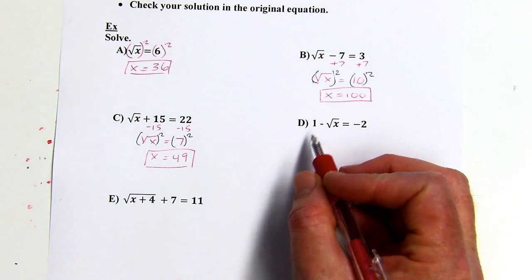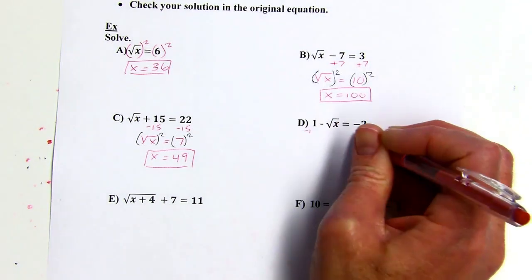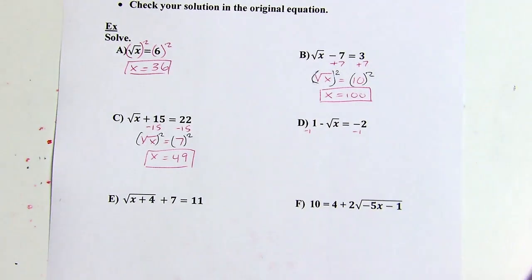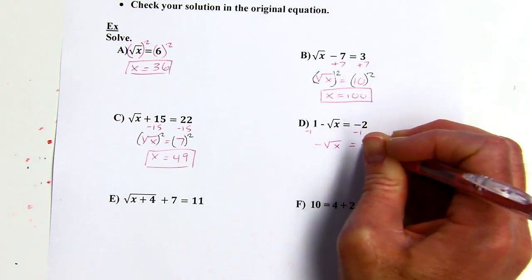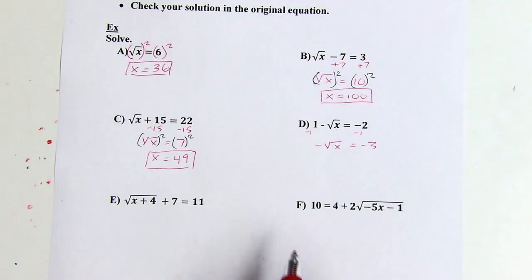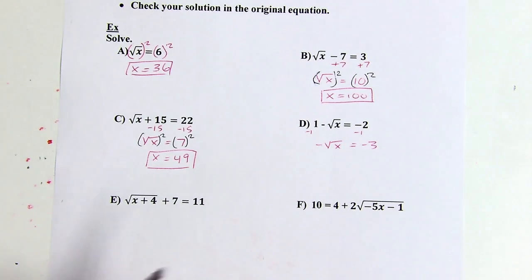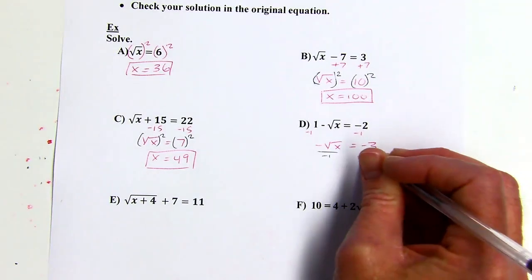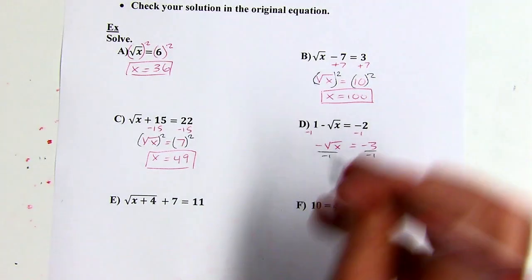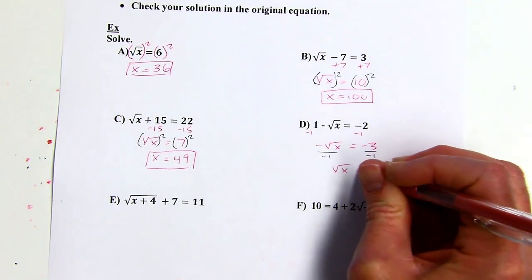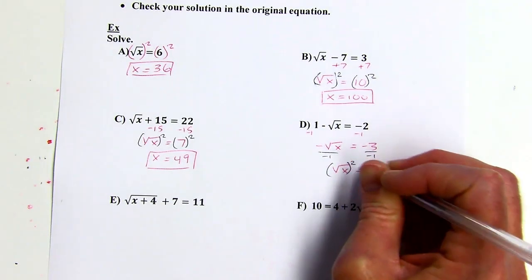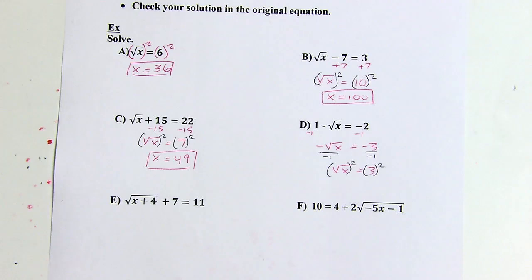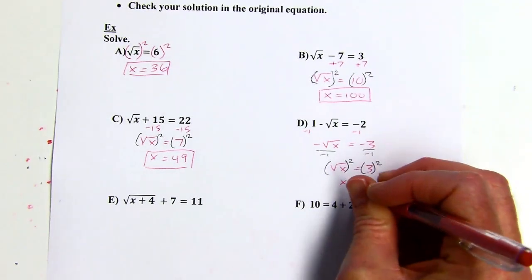So I want to get rid of this 1 first. I can do that by subtracting 1 from both sides. So now I've got negative, or the opposite of, the square root of x equals negative 3. But I want to get rid of that negative symbol as well. So now you can multiply or divide both sides by negative 1. And you have the square root of x equals positive 3. Okay, and now we square, and x will equal 9.